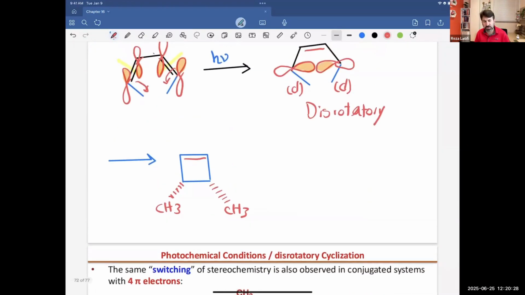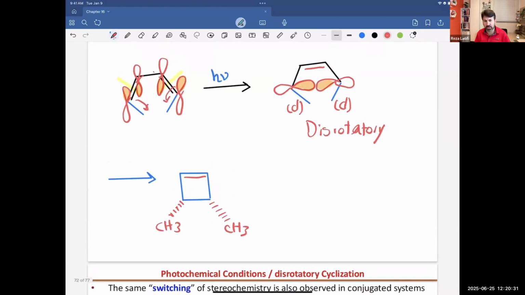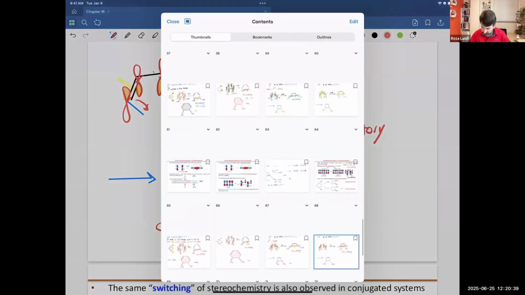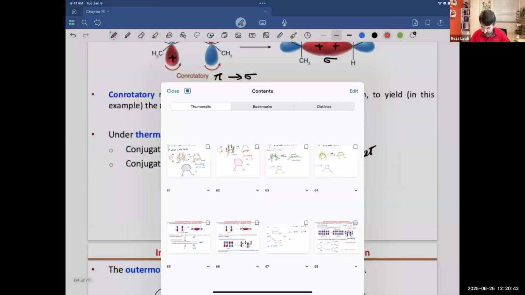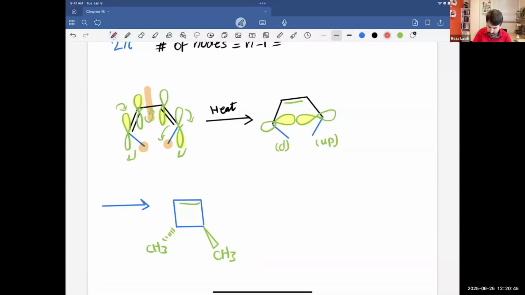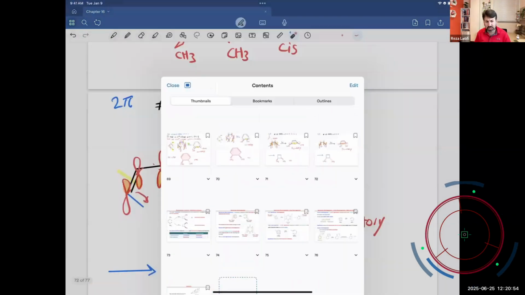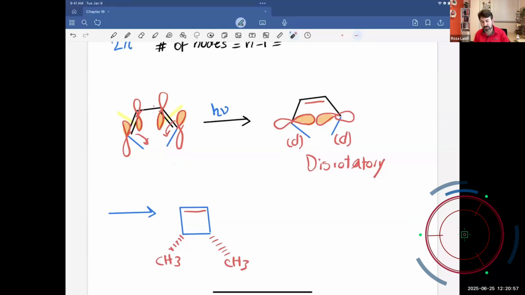Okay, now let's compare this one with whenever we had heat instead of light. So in this case, both of them are facing down. If I go back, okay, it's the same molecule. As you see, the methyl groups are close to each other. One is up, one down, whenever we are using heat. But in this case, the product that we got has both in the same direction, and we got cis instead of trans product.